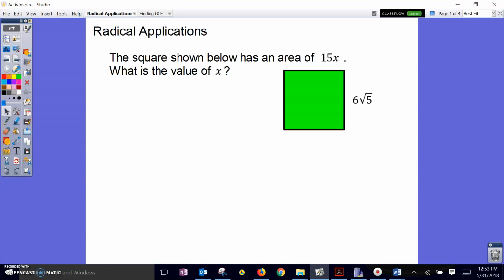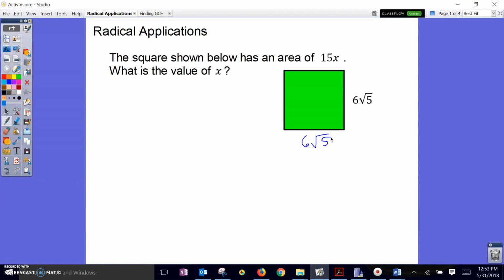First problem, the square shown below has an area of 15x. What's the value of x? And then we see from our diagram that the side length of the square is 6 times the square root of 5. That tells us that the other side of the square is also 6 times the square root of 5, since all the sides of squares are equal. Now, what do we know about the area of a square?